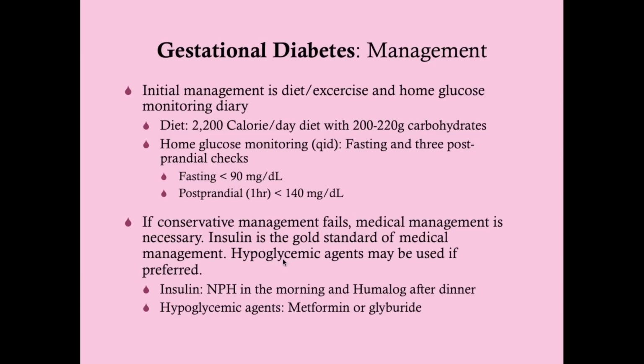There's some concern with the hypoglycemics that it may cause birth defects, and we found for the most part that that does not happen. But insulin is what you want to go to on the test, okay? Just a tip from me to you. So insulin's the gold standard. What do we give? We give NPH, our intermediate acting insulin in the morning. That will get her through until dinner time, and then Humalog after dinner, our short acting insulin.